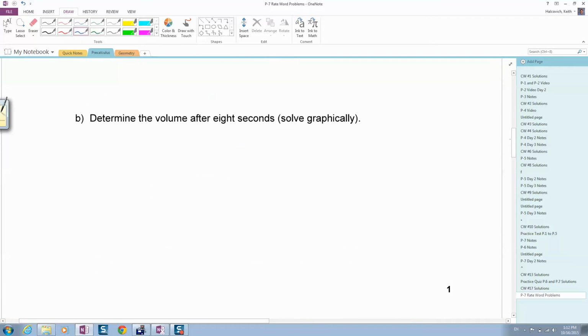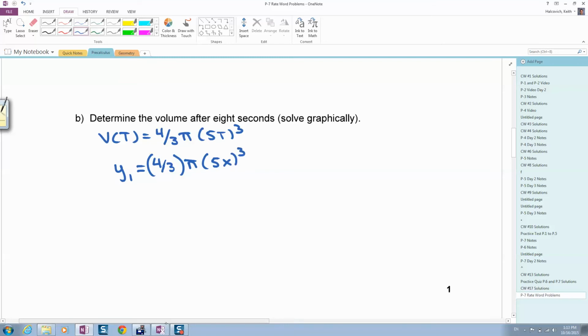Determine the volume after 8 seconds, solving graphically. So remember, we have our volume is equal to 4/3 pi times 5t cubed. So that is going to be our y sub 1 is equal to 4/3 pi, and then in parentheses 5x to the third.